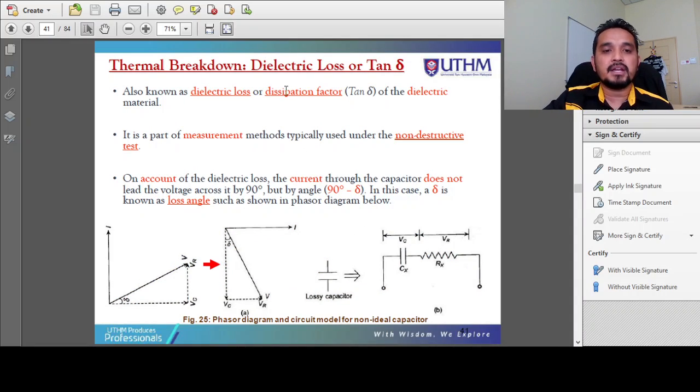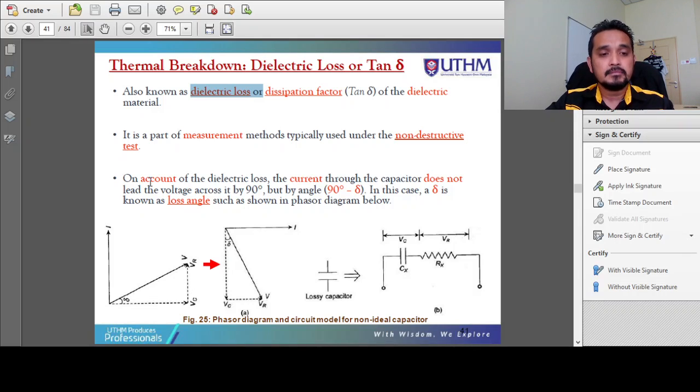Okay, thermal breakdown can be further explained related to dielectric loss, or we can say tan delta. What is tan delta? Tan delta is the dissipation factor, or we can say the dielectric loss. This topic will be discussed later under non-destructive tests, maybe by Dr.